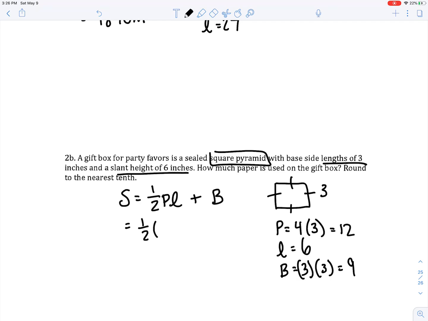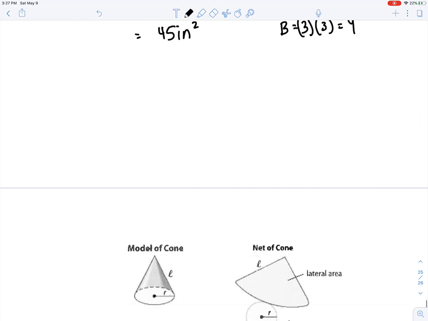And now I can plug into my formula. 1/2 perimeter of the base times the slant height plus the area of the base. So I would do 12 times 6 divided by 2, or 1/2 times 12 times 6. And then I would add 9 to get 45 inches squared.